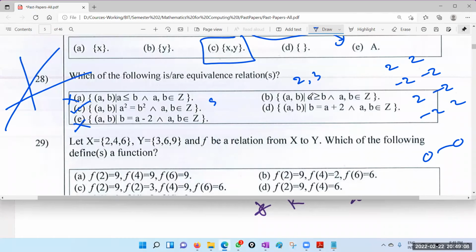So C, A is greater than or equal to B. It's something like this. Okay. Other way. This is A is less than or equal to B. This is A is greater than or equal to B. Okay. So therefore, pretty much the same thing is applied to here. So therefore, here also it is not symmetric.